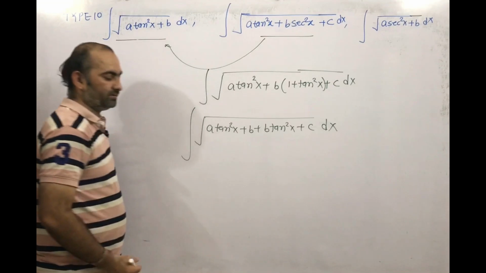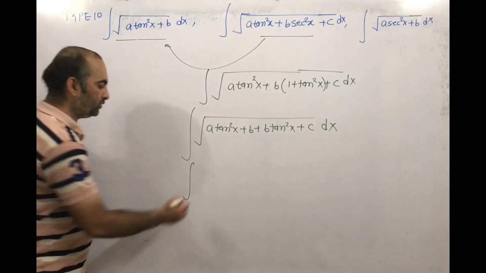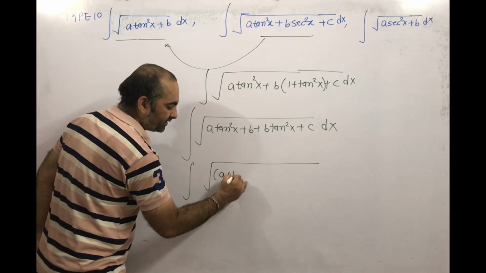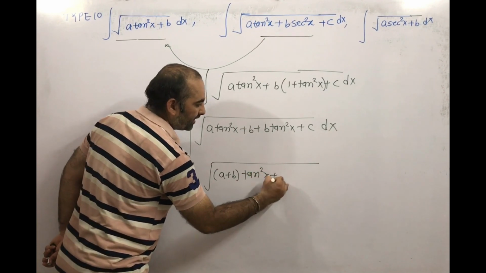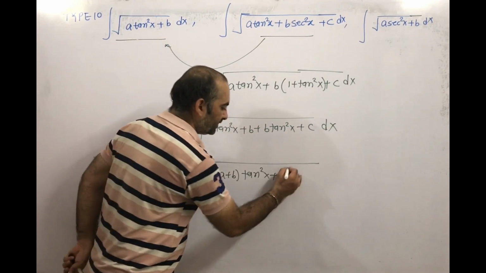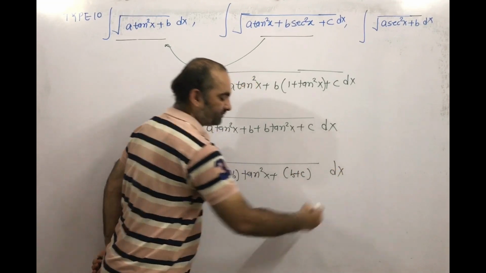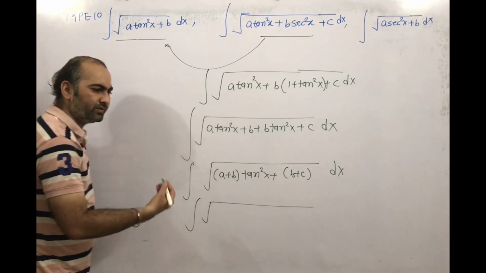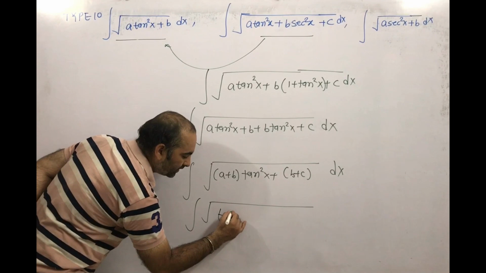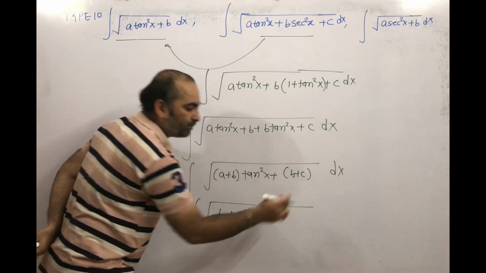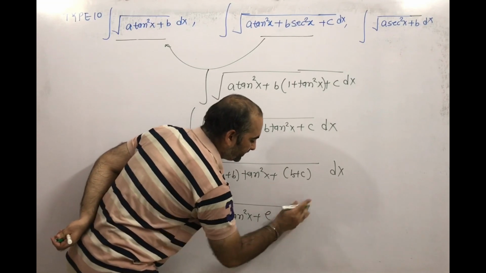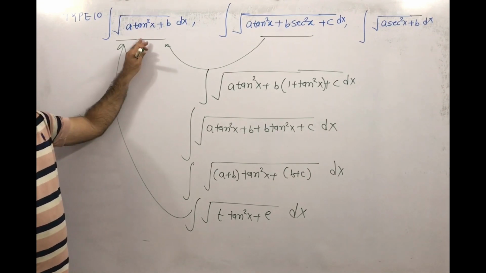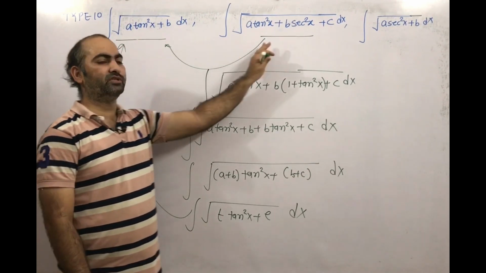This will come. So this we can write integration of root over a tan square x plus b tan square x. We can write (a plus b) tan square x plus (b plus c) into dx. So this one we can write integration of root over (a plus b) t, suppose, tan square x plus b plus c dx. That means this integration we are converting in terms of this one, and we know how to integrate this one. Okay, same way we have to do this one also.